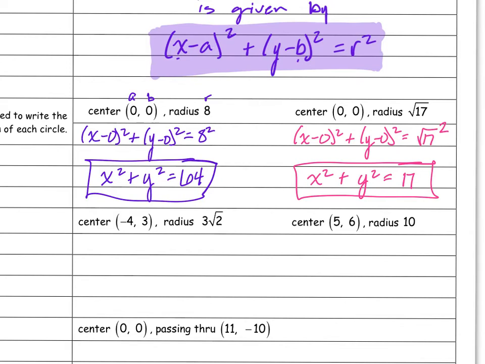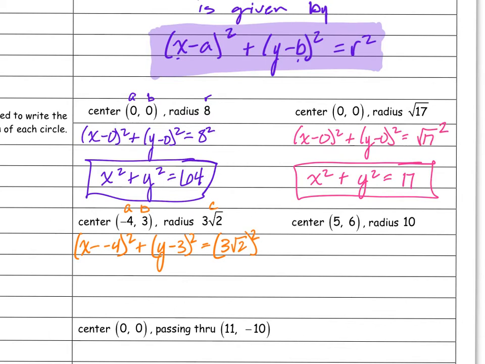Okay, now we're going to get a little bit harder because look, my a and my b are different now. They're not 0. So I have a, b, and r here. So they're a little bit different. I'm going to still do what I did and just substitute them in. So I've got (x - (-4))^2 + (y - 3)^2 = (3 square root of 2)^2. So now I'm going to simplify it.